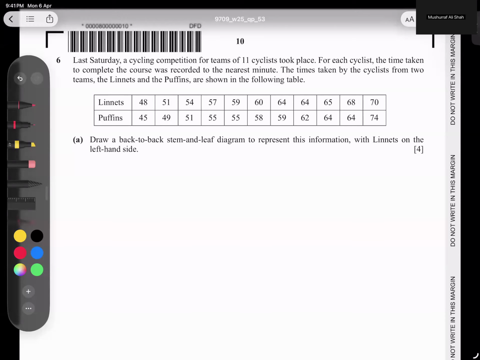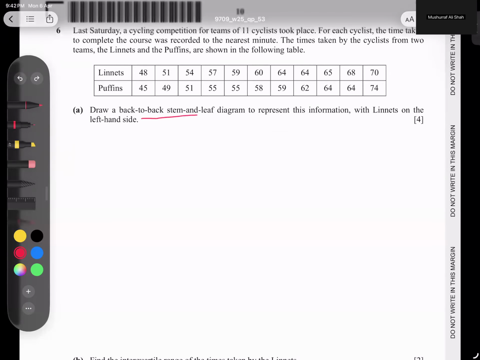Question number 6, students. Last Saturday, in a cycling competition, 11 cyclists took part. For each cyclist, the time taken to complete the course was recorded to the nearest minute. The times taken by cyclists for 2 teams, L and P, are shown. Back to back stem-and-leaf diagram, we have to make sure L is on the left hand side.